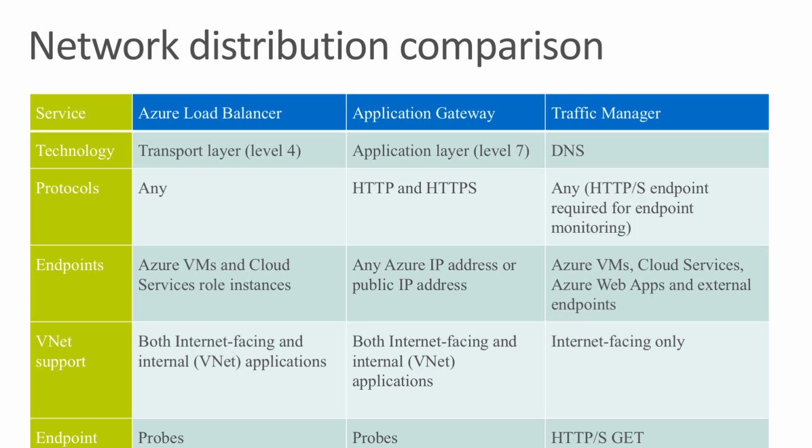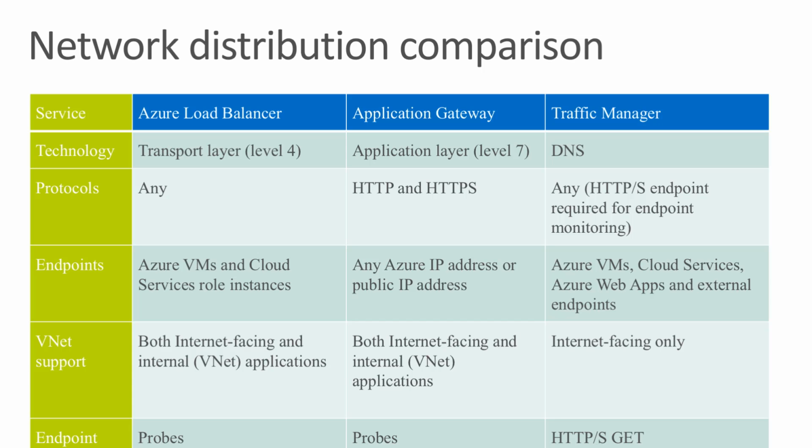The load balancer does any protocols. The application gateway is HTTP, HTTPS, and Traffic Manager is any HTTP or HTTPS endpoint. The endpoints can be VMs or cloud services. For the app gateway, any Azure IP address. And for Traffic Manager, any web app or external endpoint. They all support VNets. For Traffic Manager, it's internet facing only. App gateways and load balancers can be internal.